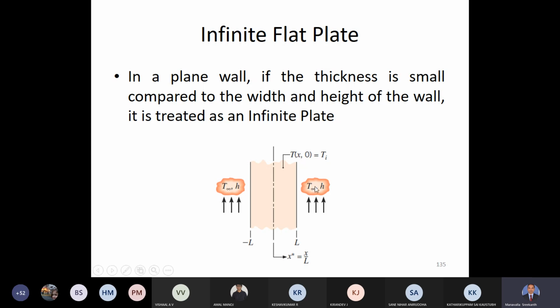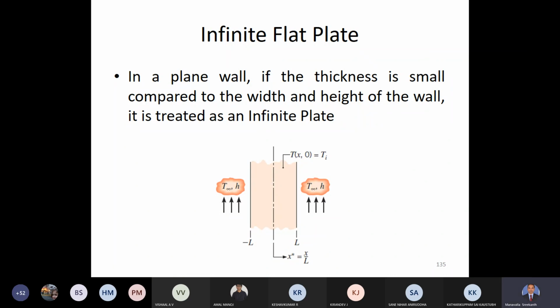So you see here, this wall is represented as a rectangle with a central axis and x being measured from the mid plane. So you can see the thickness of the wall is L plus L. This is 2L. And the axis is located at the center, and it can vary from 0 to L and also from 0 to minus L. Now this wall is subjected to a convective condition on either side. So on one side there is a T infinity and h, and on the other side also it's T infinity and h. So there are two same convective conditions on either side. And this wall is at an initial temperature of Ti.